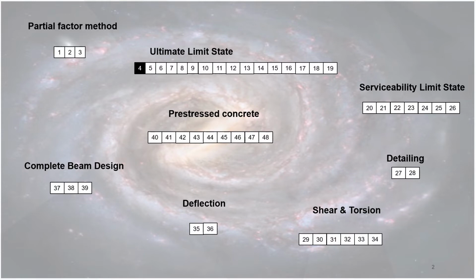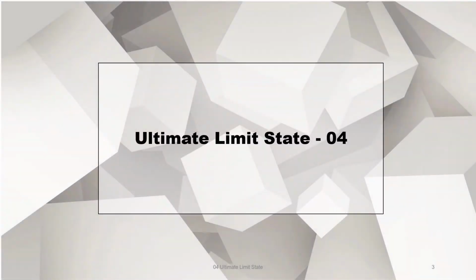This is part 4 of the course in reinforced concrete beams, and it's the first course to explain the ultimate limit state of a beam. This lecture deals with the basic assumptions for the ultimate limit state design, and it gives an overview of the different domains.